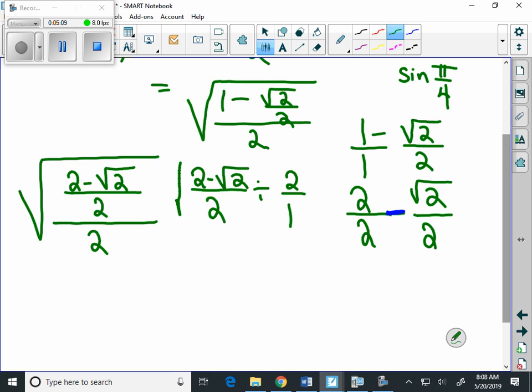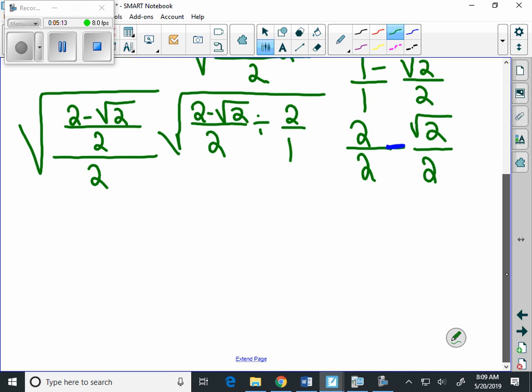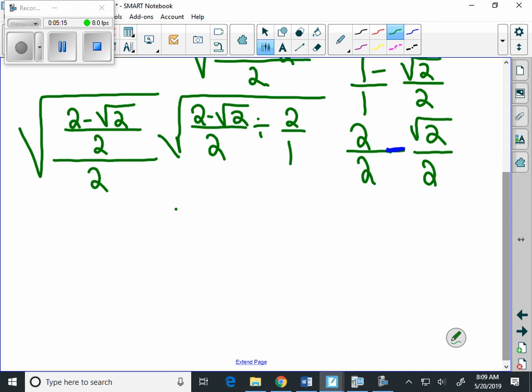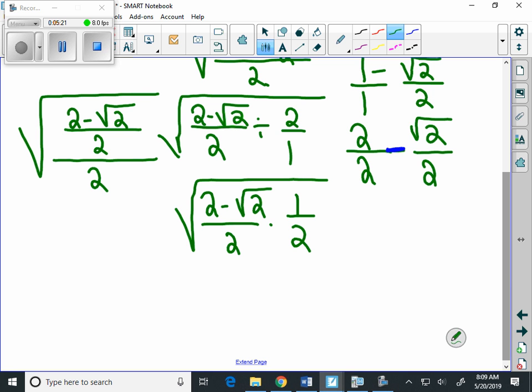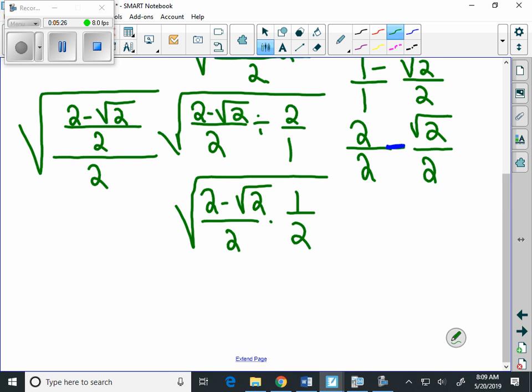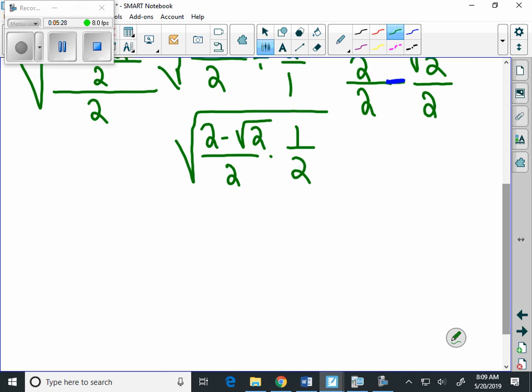Remember, when dividing, flip the second one and multiply. So this is going to be 2 minus the square root of 2 over 2 times 1/2. Which works out well for us because we're going to get darn close to finishing when we multiply. Still multiplying the tops of the fraction, and we get 2 minus the square root of 2, because 2 minus the square root of 2 times 1 is 2 minus the square root of 2. And the bottom, 2 times 2 is 4.